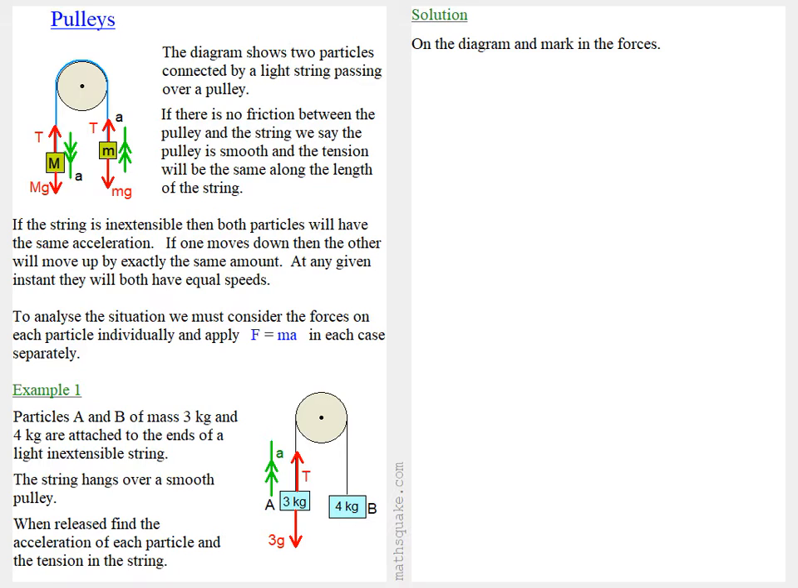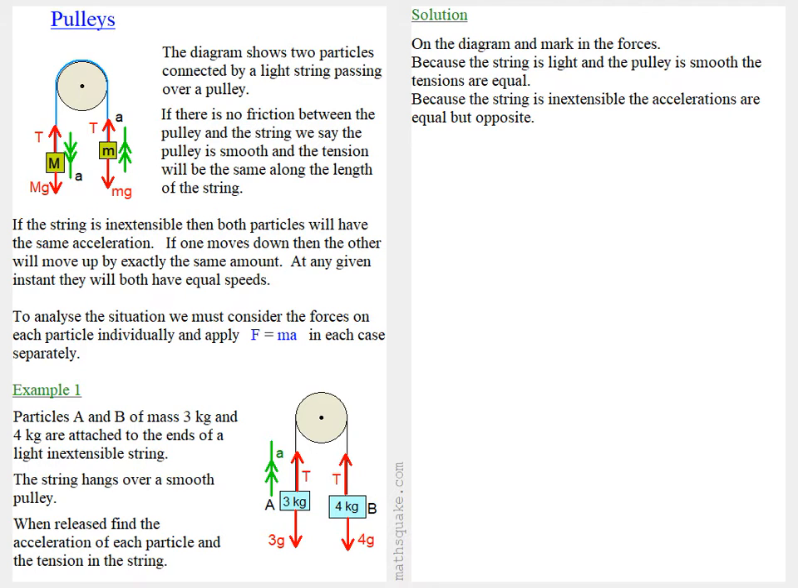If we now look at particle B, this has a force of 4g acting down because of gravity. Also, because the string is light and the pulley is smooth, the tension is the same all the way along the string, and so the tension pulling particle B up will be T, the same as on particle A. Finally, because the string is inextensible, the acceleration of B will be the same as the acceleration of A, but going down.